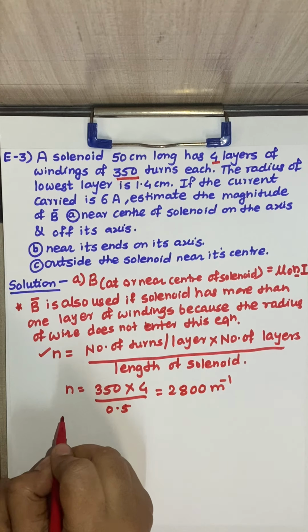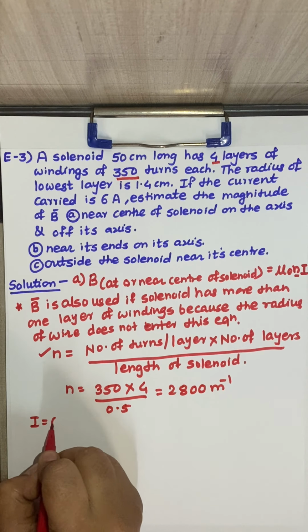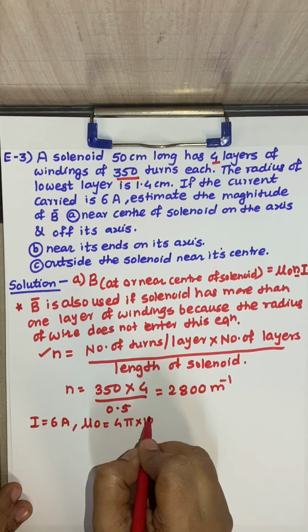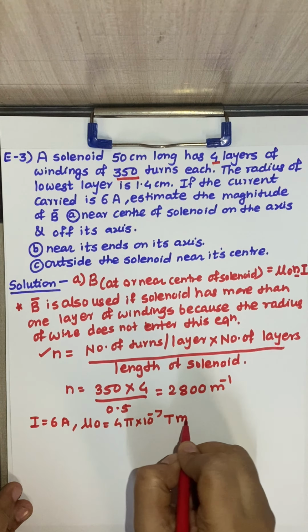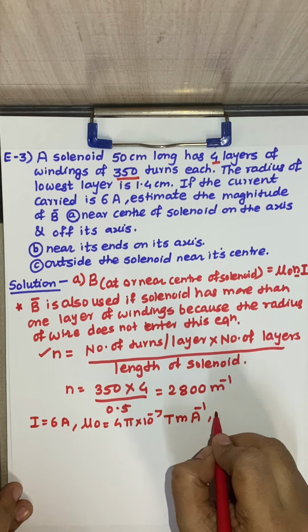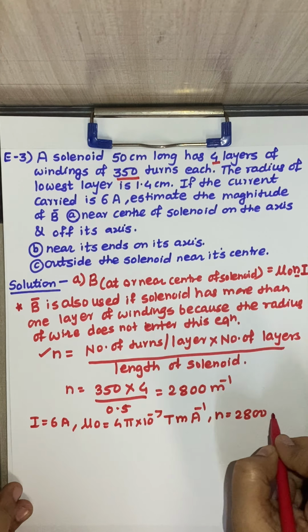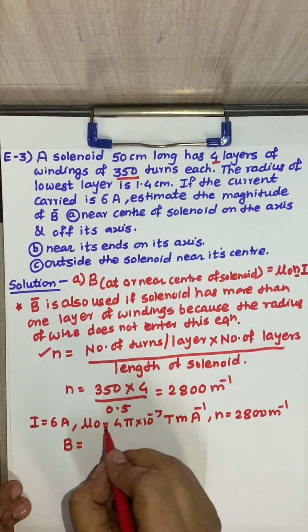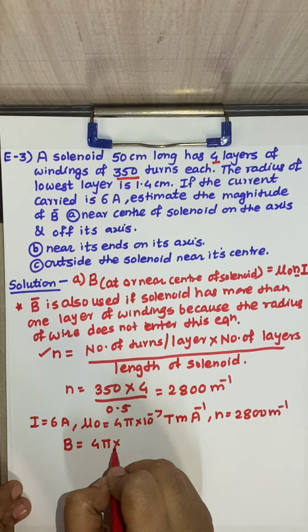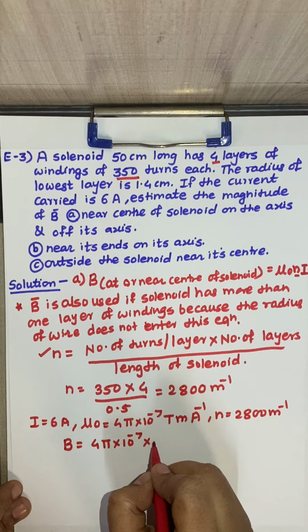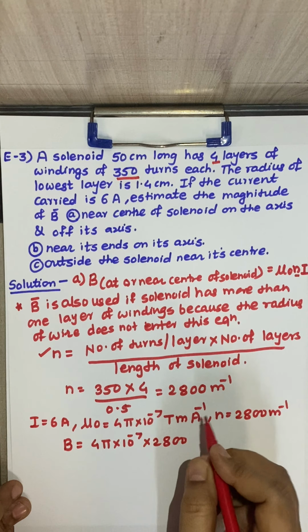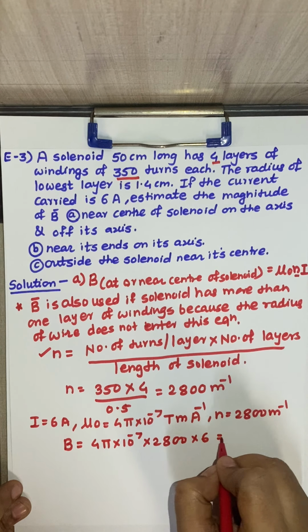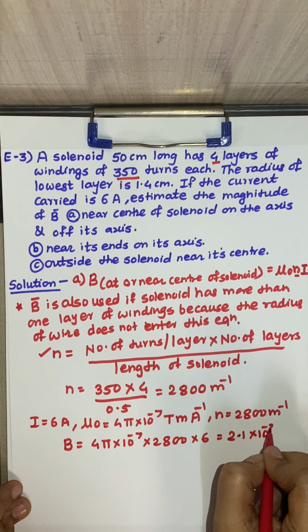Now they have given that I is equal to 6 ampere. Mu naught value we know that it is 4 pi into 10 raised to minus 7 Tesla meter ampere raised to minus 1, and n is equal to 2800 per meter. So we get the value of B is equal to 4 pi into 10 raised to minus 7 into 2800, this is n, multiplied by 6 ampere. This comes out to be 2.1 into 10 raised to minus 2 Tesla.